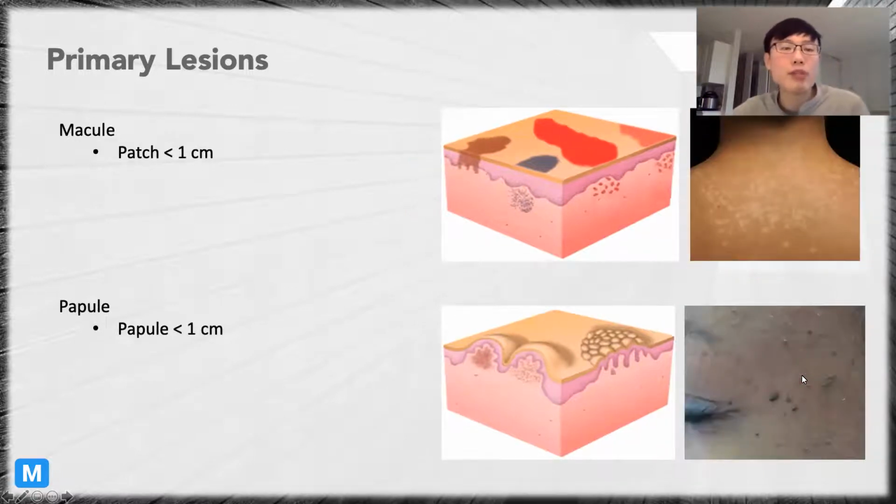However, when it comes to smaller lesions, we have papules and macules. As you can see, the size is a lot smaller here, and the size is smaller here. And then we talk about individual lesions, not the whole picture.